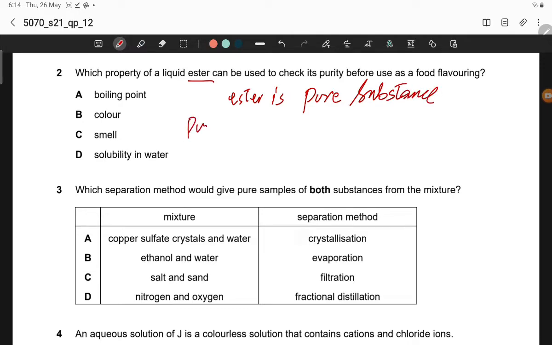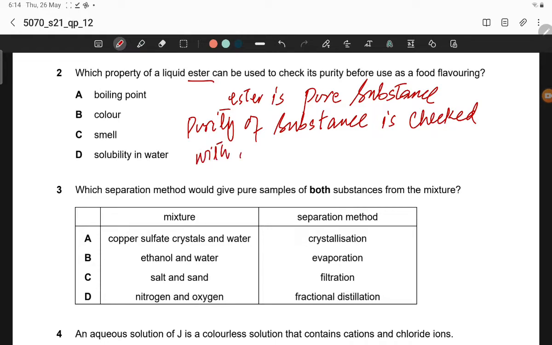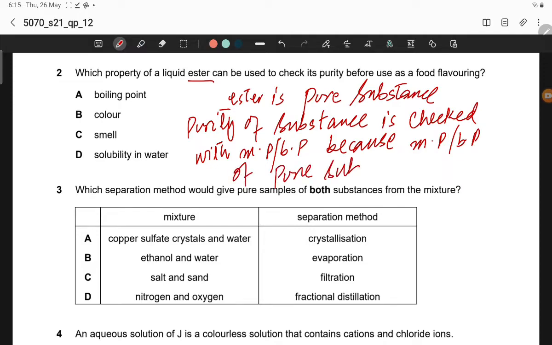And the purity of the substance is checked with melting and boiling point, because the melting point and boiling point of a pure substance is constant. So boiling point is the correct answer.